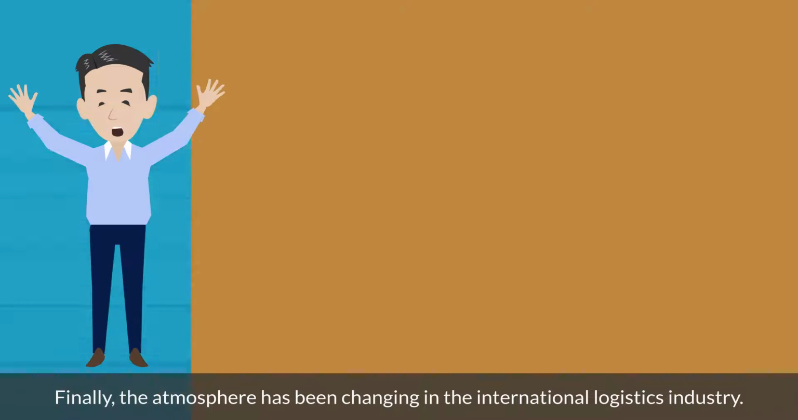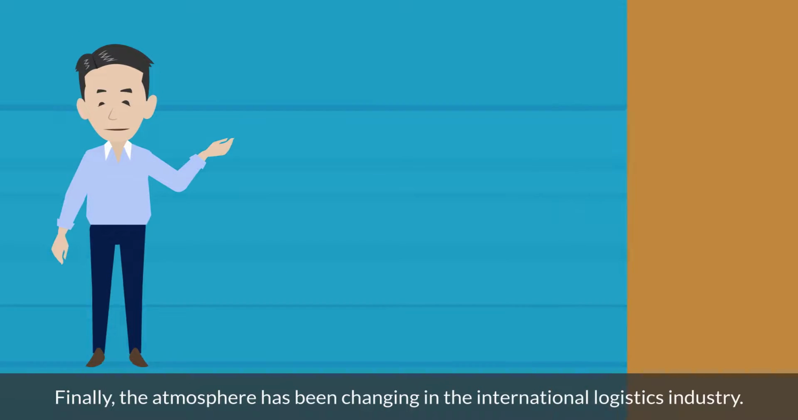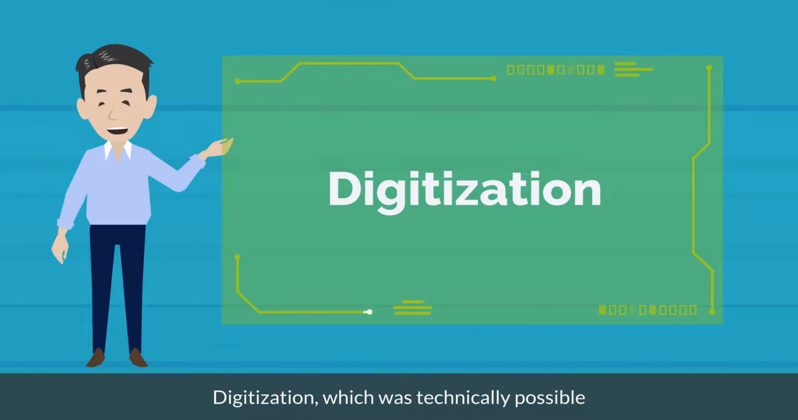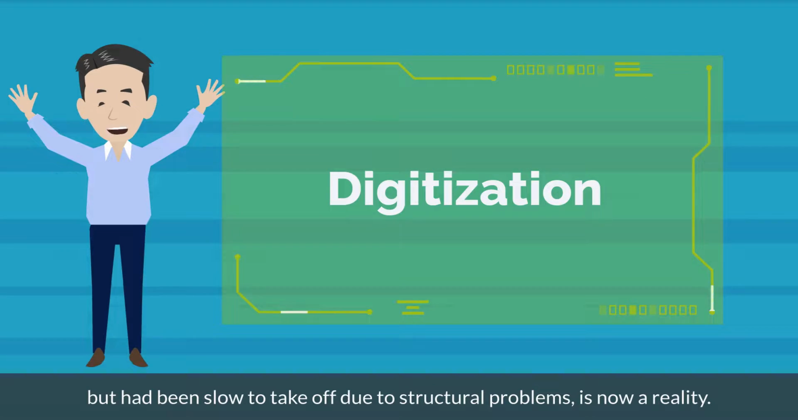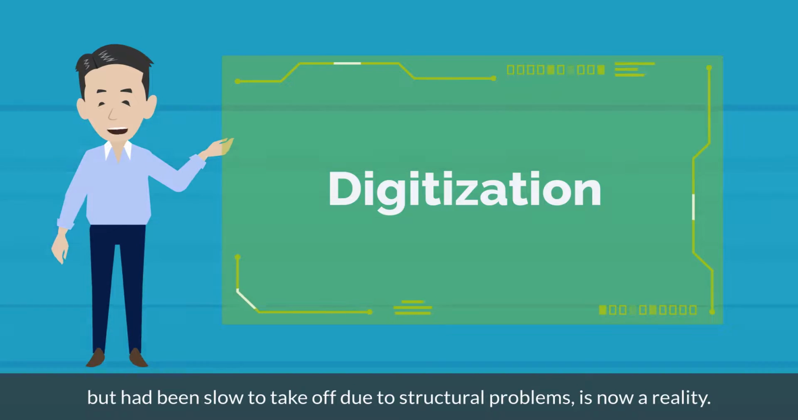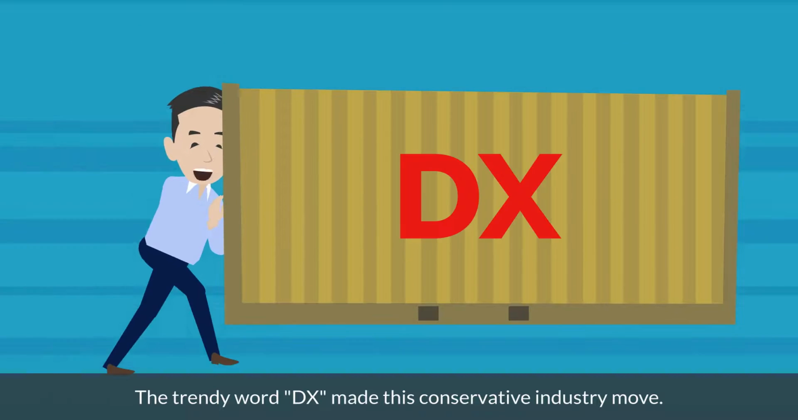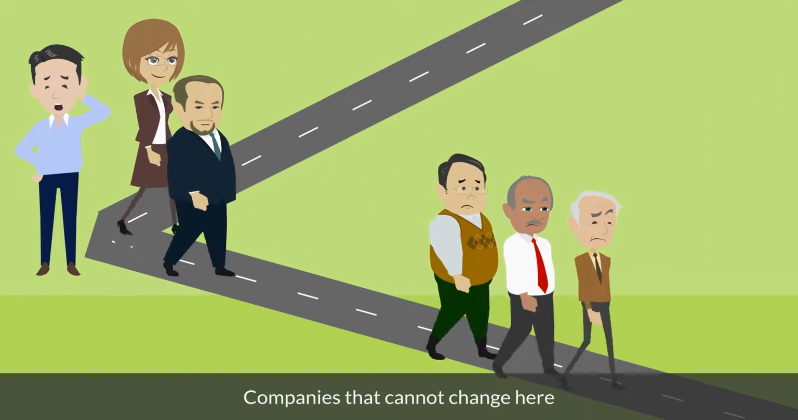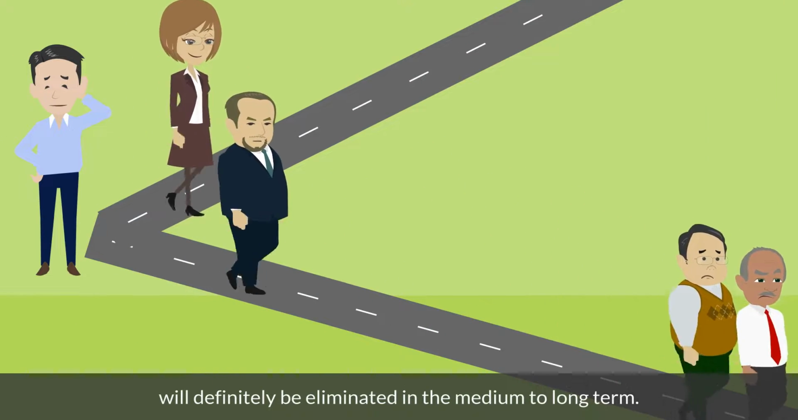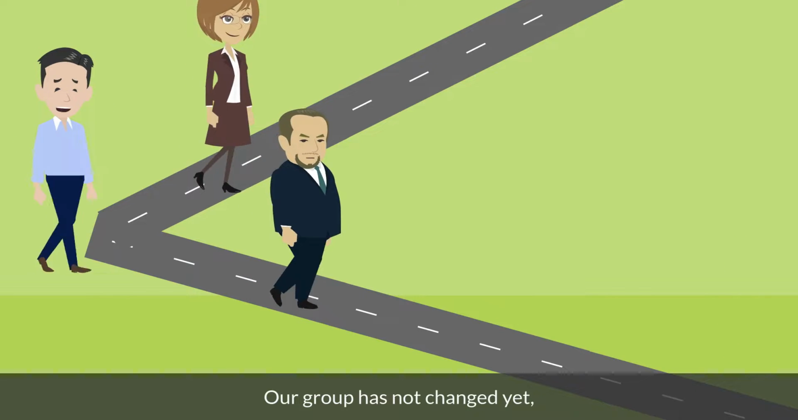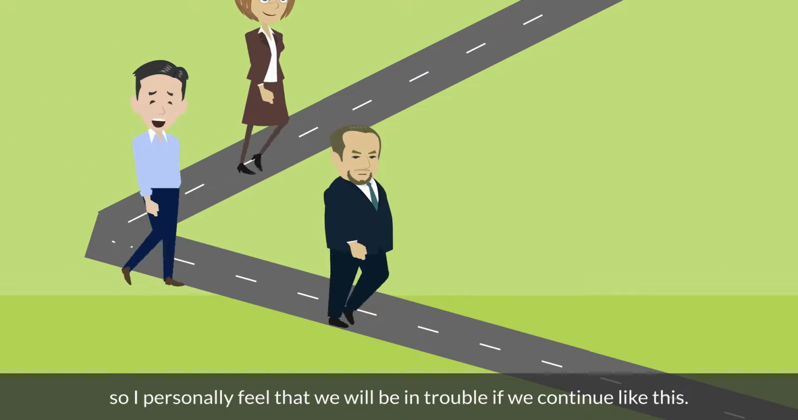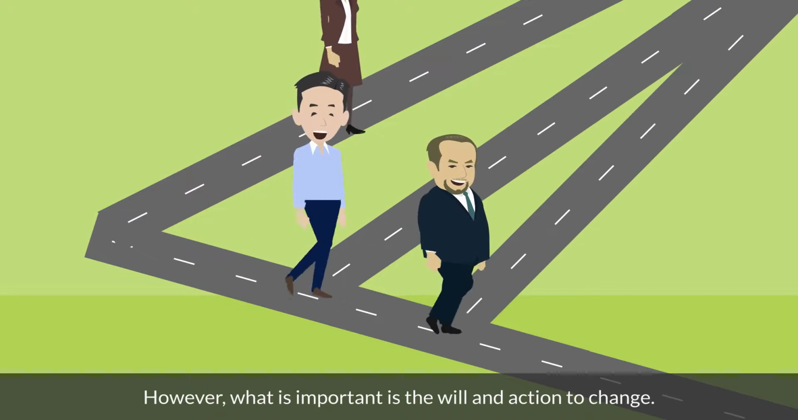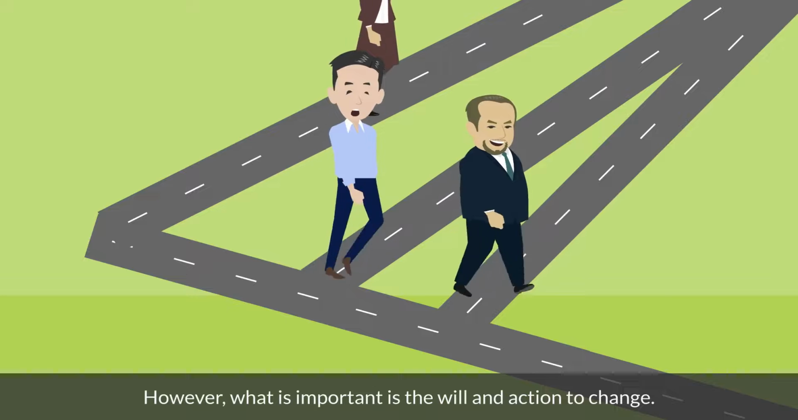Finally, the atmosphere has been changing in the international logistics industry. Digitization, which was technically possible but had been slow to take off due to structural problems, is now a reality. The trendy word DX made this conservative industry move. Companies that cannot change here will definitely be eliminated in the medium to long term. Our group has not changed yet, so I personally feel that we will be in trouble if we continue like this. However, what is important is the will and action to change.